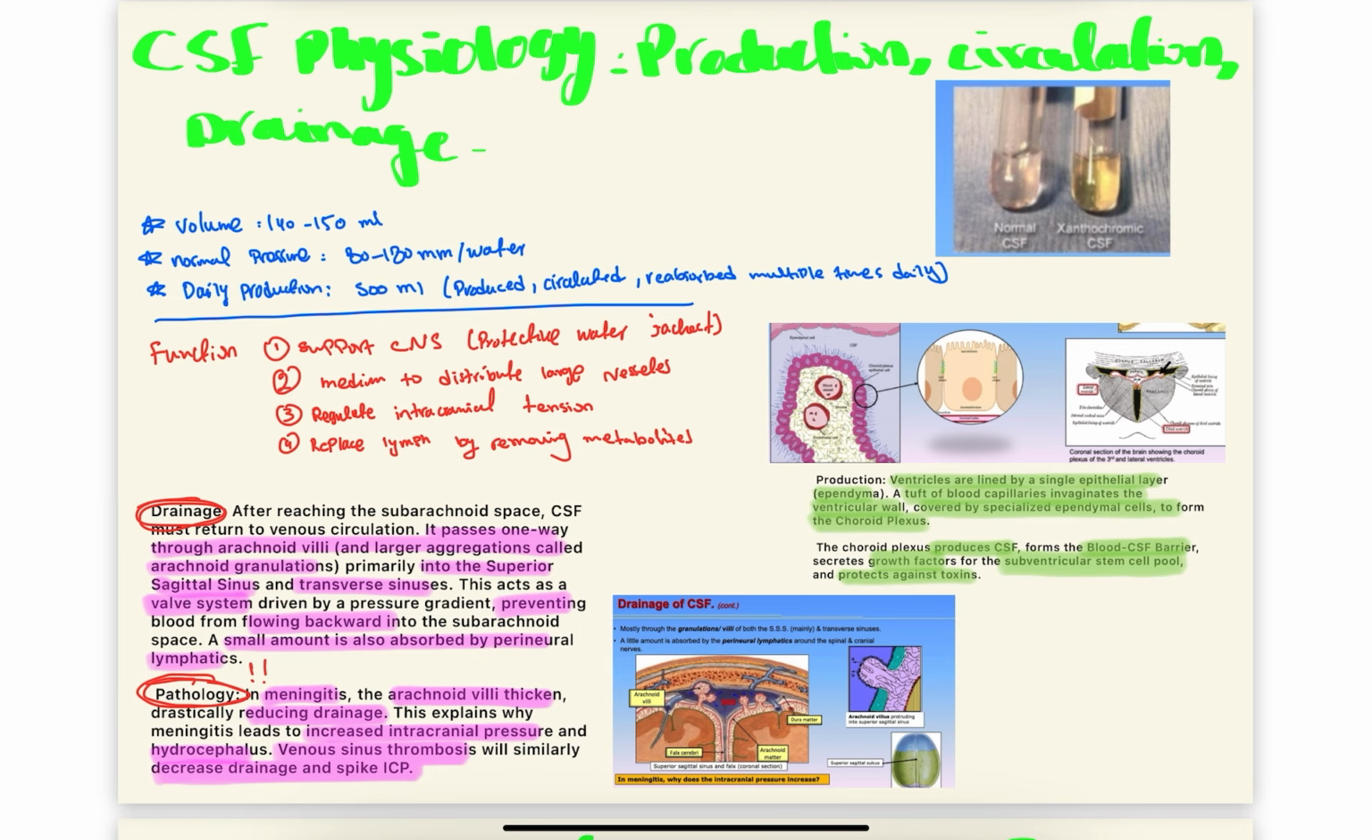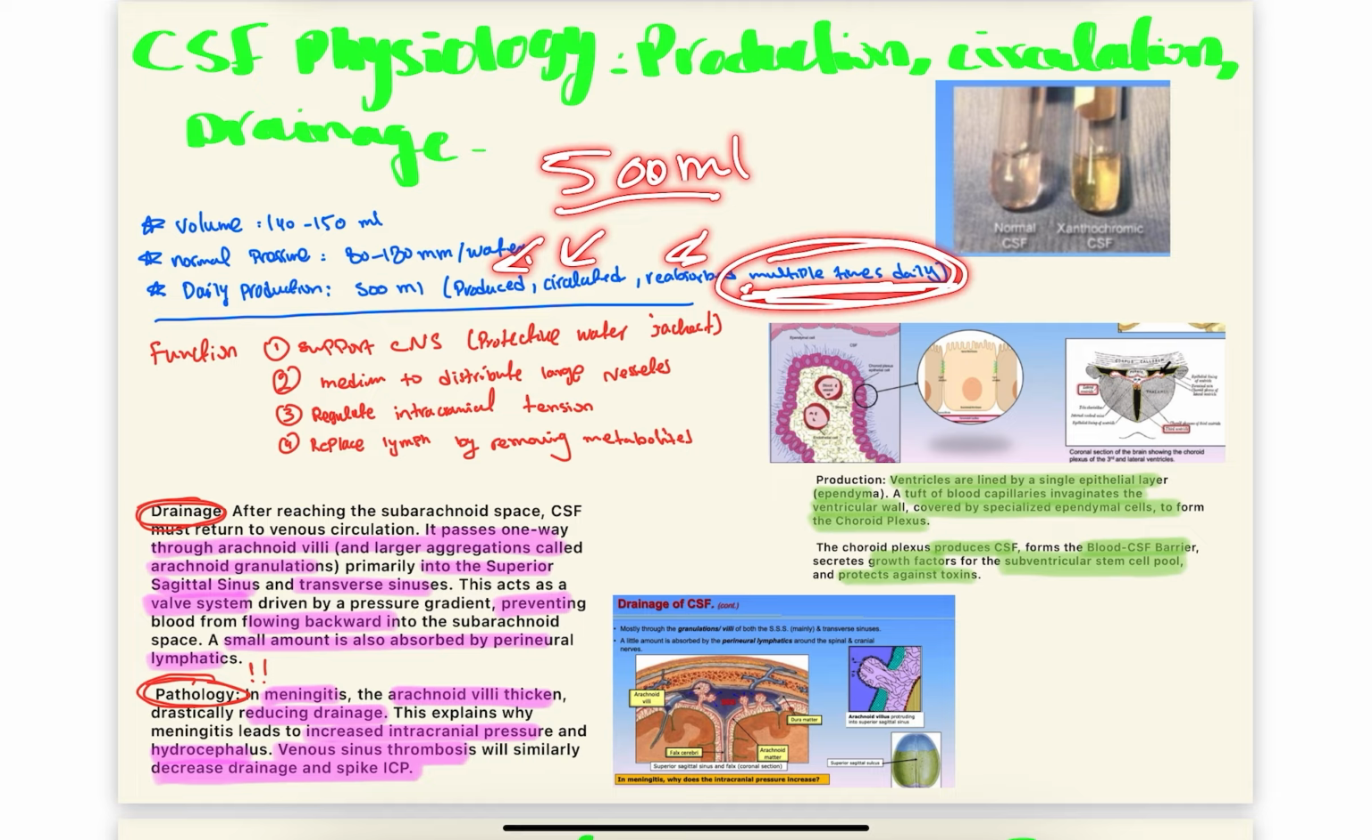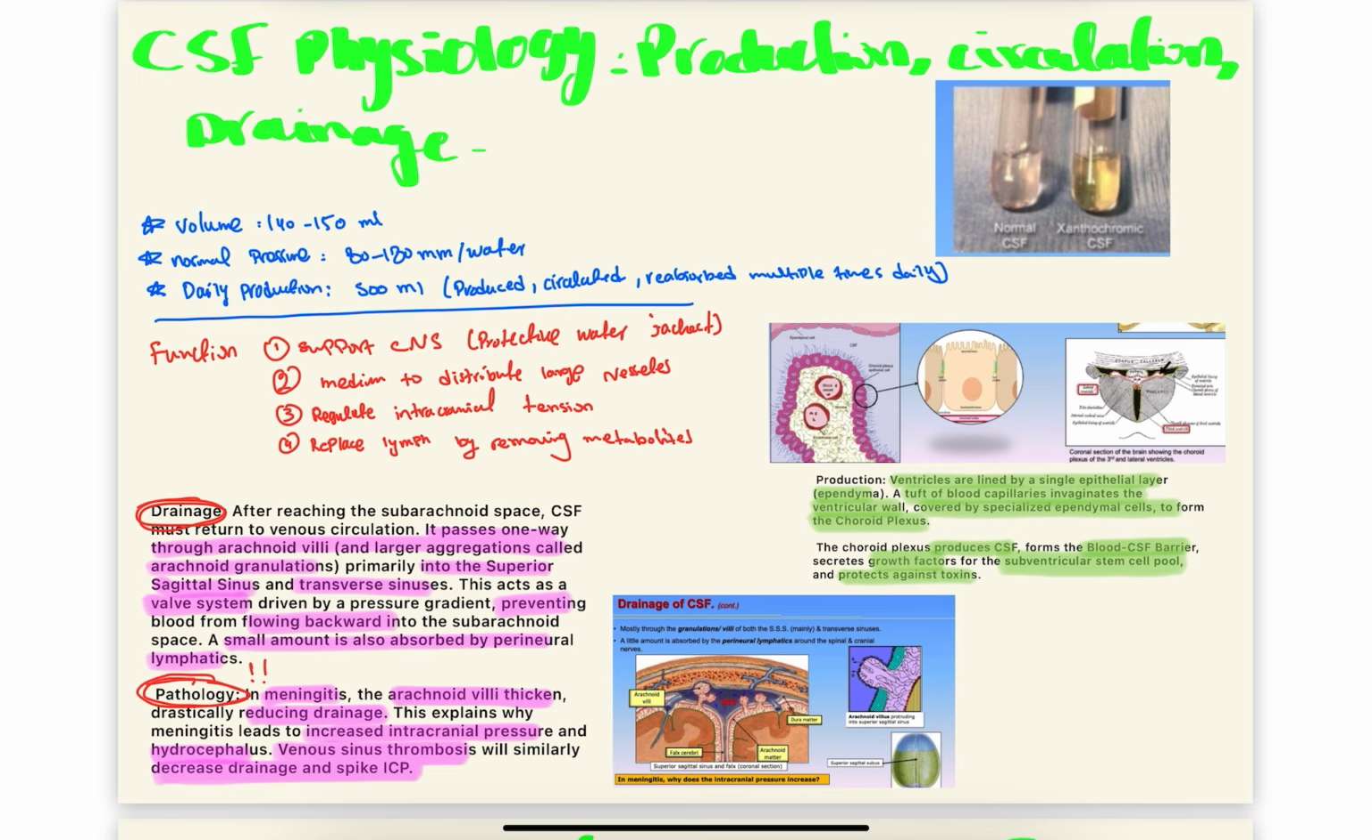So the volume of CSF is 140 to 150 ml, and the normal pressure could be from 80 to 180 millimeters of water. This is the normal one. Now the daily production, we produce CSF almost 500 ml, which could be produced, circulated, and reabsorbed multiple times per day. So we are working so hard to make sure that the CSF is well. We're doing it multiple times a day, not only once a day.